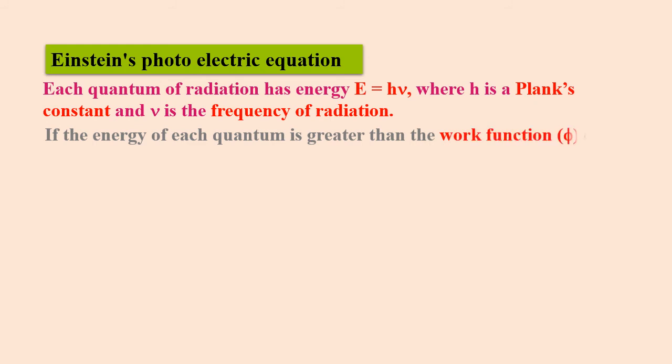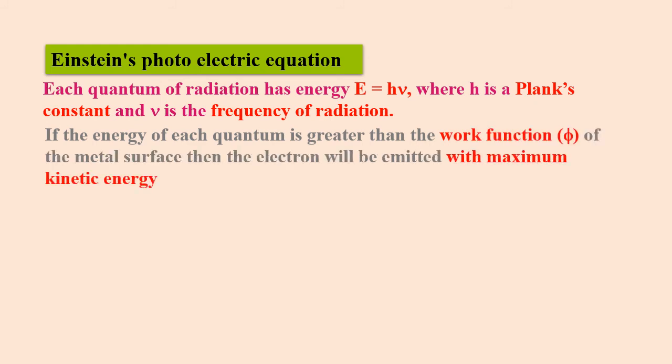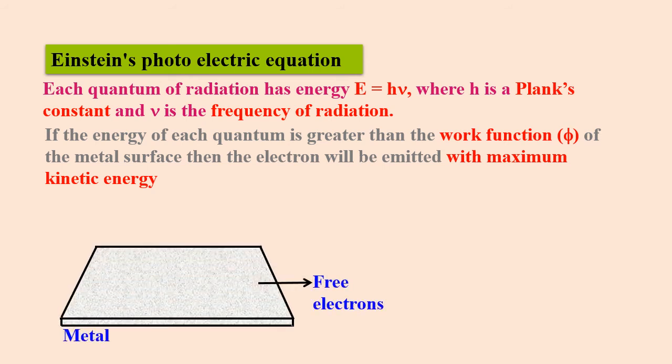If the energy of each quantum is greater than the work function of the metal surface, then the electron will be emitted with a maximum kinetic energy. So this is a metal surface, and free electrons are there. When quantum particles are incident, each quantum will emit one electron. So electrons are ejected out.